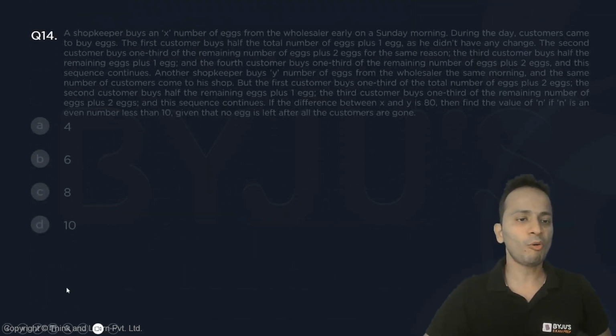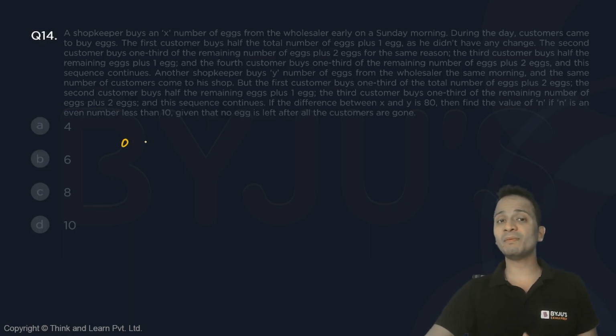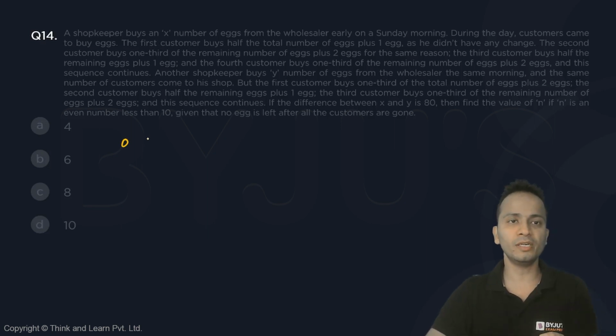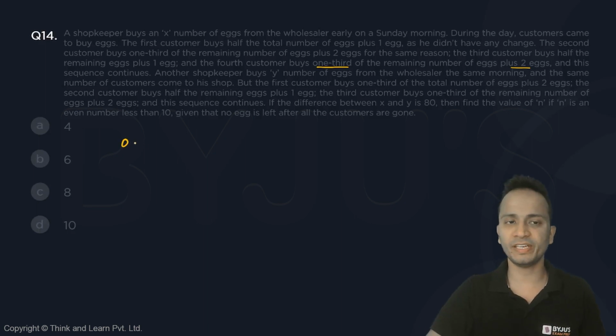Now for the first shopkeeper, finally the number of eggs were 0. Since an even number of customers are coming, the last customer would have bought 2/3 plus 2 eggs. Sorry, 1/3 plus 2 eggs. So the last customer would have bought 1/3 plus 2 eggs. To nullify this effect, what I'll do is plus 2 multiplied by 3 by 2. So this will be equal to 3 eggs, right?